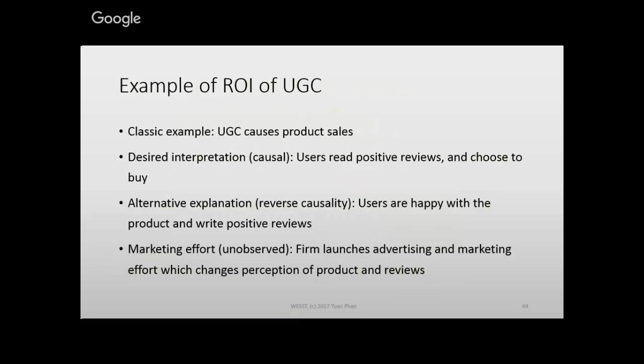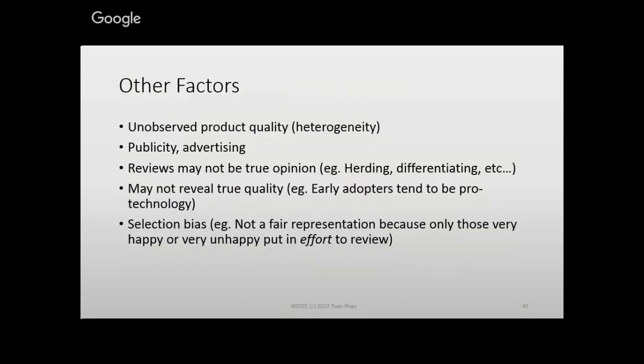But then there's a lot of unobservable data, such as whether the firm did a lot of outside advertising, online or offline, to drive these sales. Okay. There are also other things like product quality we can observe. Reviews may also not be true opinions of people. They may not reflect true quality, and there's actually quite a lot of selection bias.